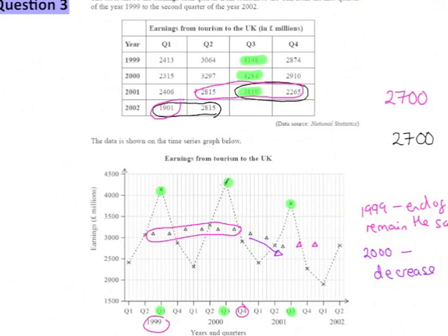These 2 years, roughly the same. This one's a little bit higher, and then there's a big drop. Same here. These for quarter 1 here and here, roughly the same. Then there's a big drop again. So here, this is what I get our first mark for commenting on where it's roughly the same, and the second mark for noticing the decrease in the trend.